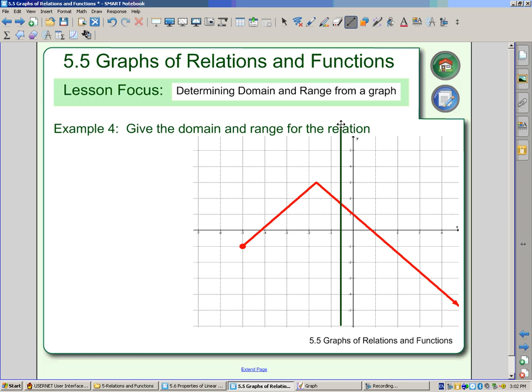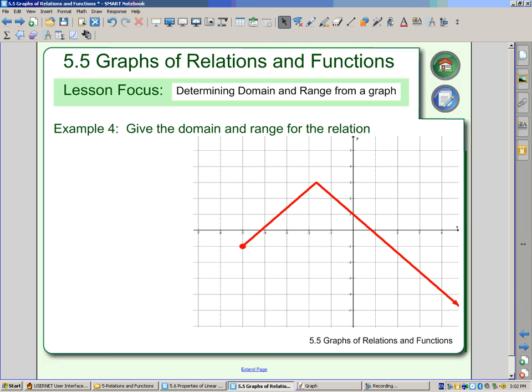Here's a vertical line. As I take the vertical line and I move it to the right and then to the left, notice that it is only hitting this graph in one spot at any given time. Right, they're only connecting in one spot, therefore we say it is a function. This is the vertical line test.